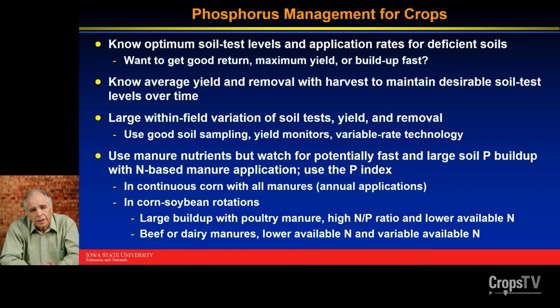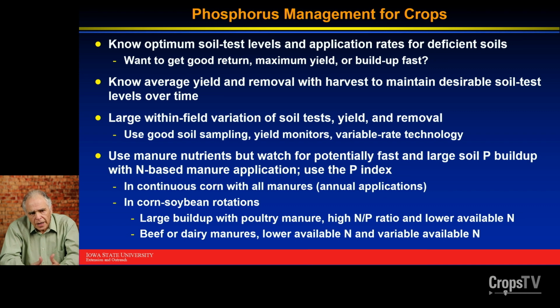The problem with this is that the rates that we provide, sometimes people use in different ways. Often they want to build up the soil test P faster than the gradual increase that we get with recommended rates. So they apply the phosphorus at once for 2, 3, or more years, which of course is not good for the economics of the farmers, but also increases the risk of losses. We also have to know the average yield and removal with harvest, because this is used normally to maintain soil test values, the removal-based rates.